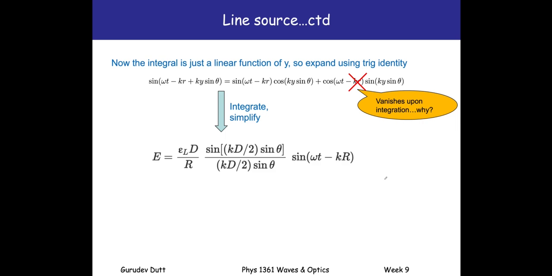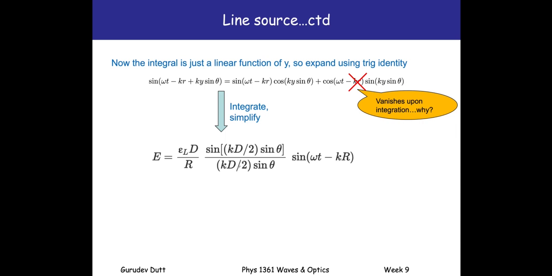It's just straightforward integration. Change the variables from ky sine theta to some other variable, and then integrate, and you'll get this result. And as you can see here, this term is just sine of omega t minus kr, divided by capital R. This is just the amplitude, and this is the total wave that is propagating from the center of the line source to the observation plane where P is located.